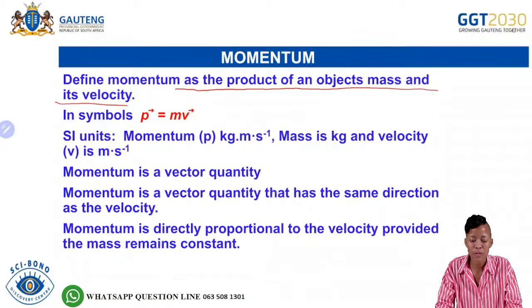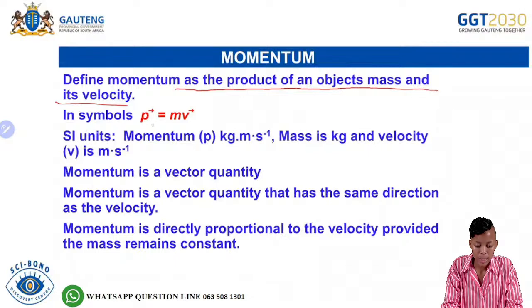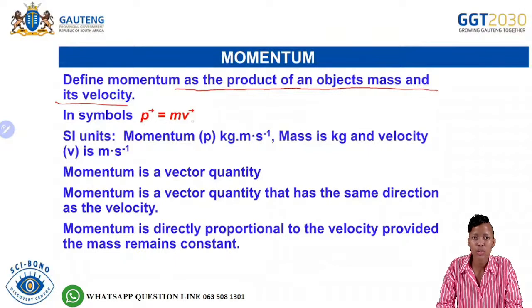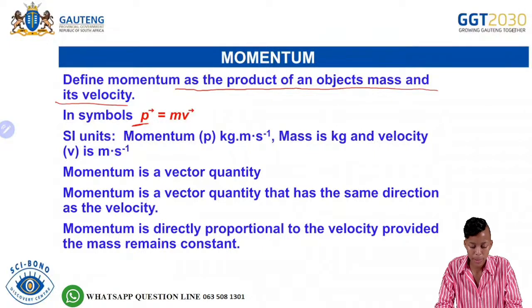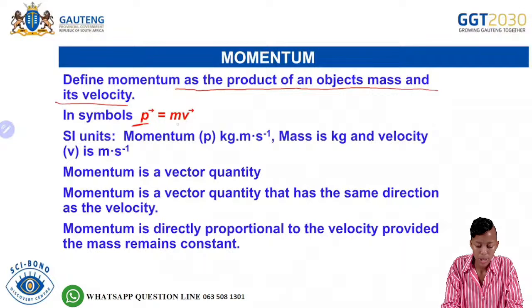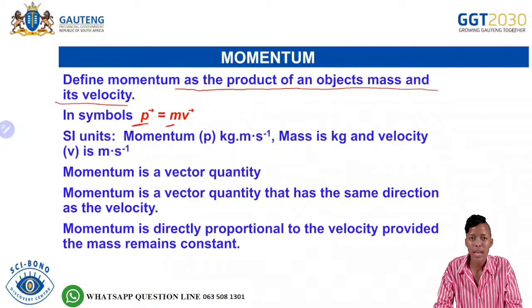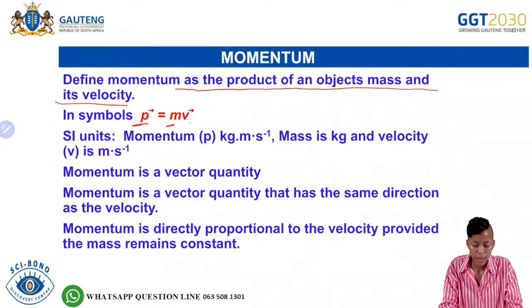Then it says here, define momentum as the product of an object's mass and its velocity. Okay, so in symbols it says P is equal to mv, whereby the P is our momentum, and then the small letter m there is our mass in kilograms, and then the v is the velocity in meters per second.